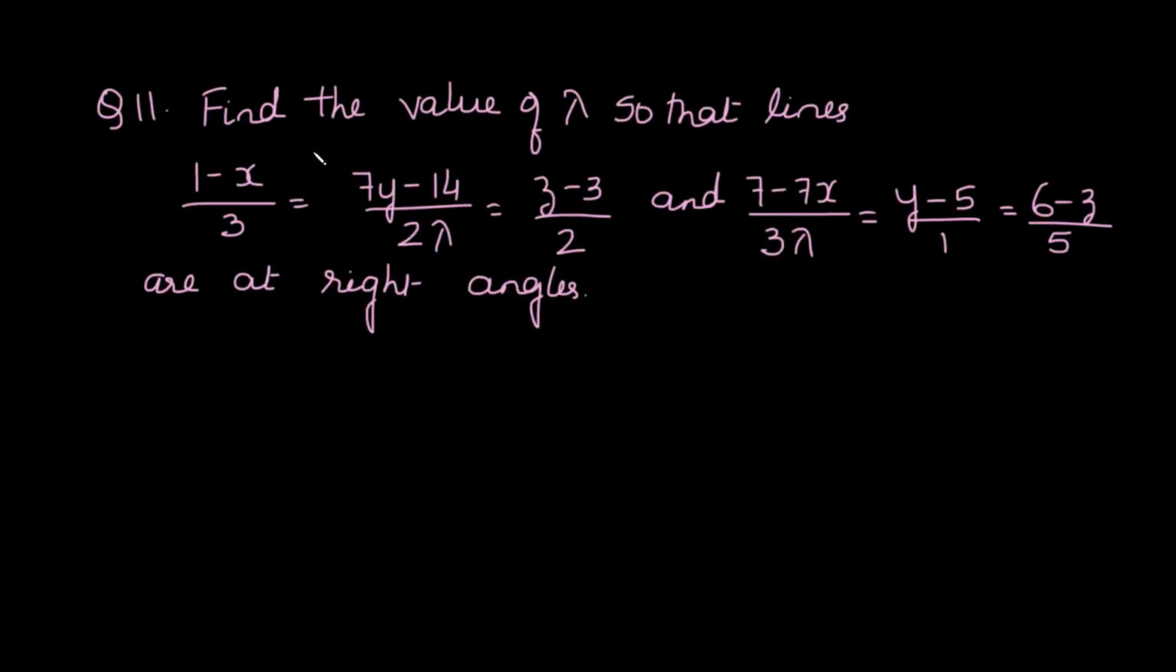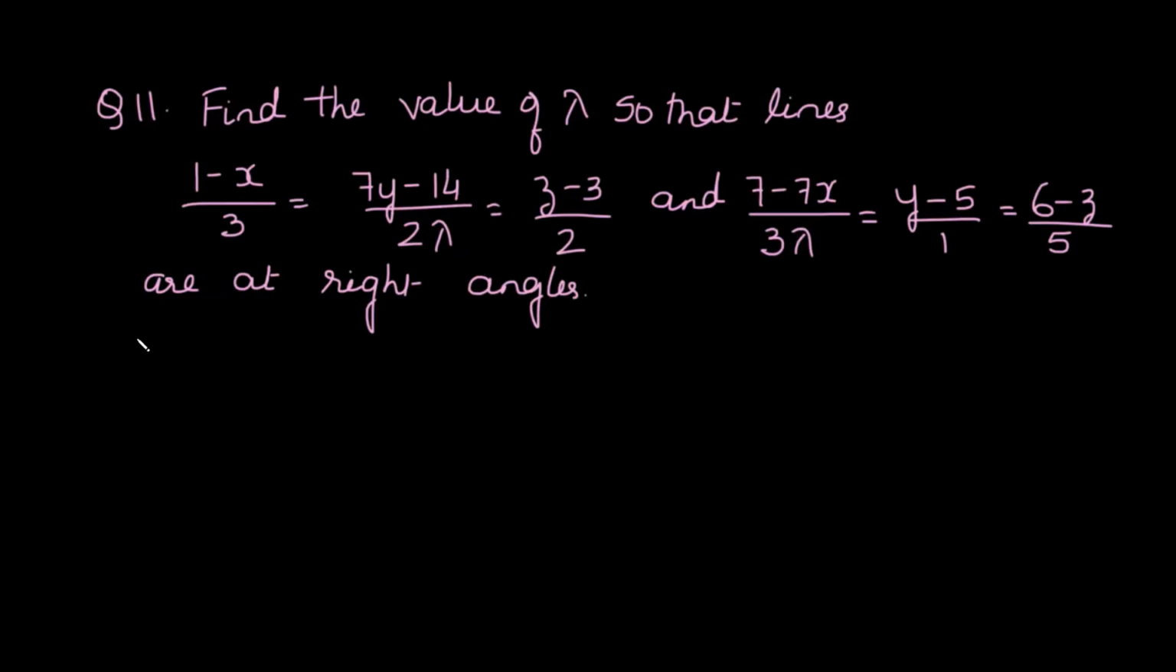The 11th question: find the value of lambda so that the lines (1 minus x) upon 3 is equal to (7y minus 14) upon 2 lambda is equal to (z minus 3) upon 2, and the other line (7 minus 7x) upon 3 lambda is equal to (y minus 5) upon 1 is equal to (6 minus z) upon 5 are at right angles. Both the lines are at right angles. That is what is given to us.